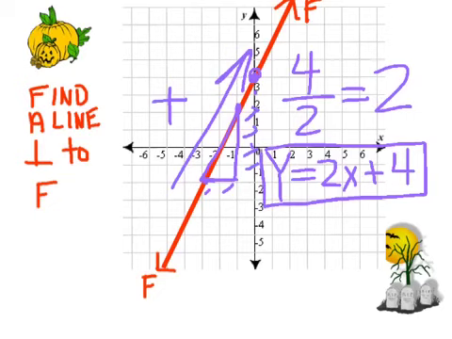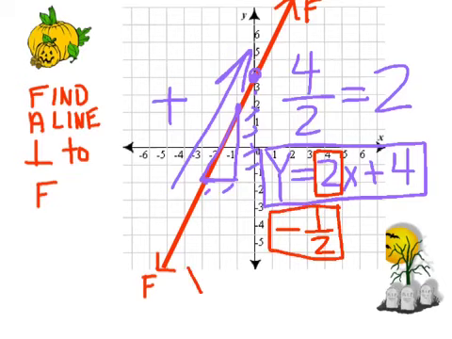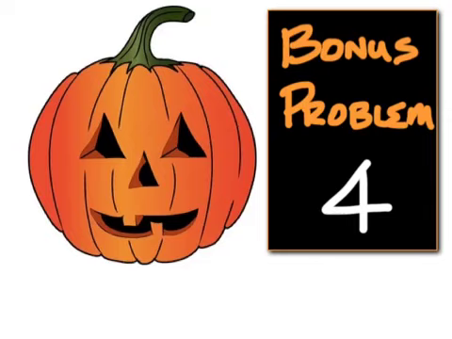Now we need to find a line that's perpendicular to that. To do that, we need to find the negative reciprocal of our equation. Our slope is 2. That means that our negative reciprocal is going to be what? It's positive, so it's going to be negative 2 over 1. The reciprocal of that is 1 over 2. So this is going to be our slope for our perpendicular line. So our answer should be negative 1/2 x plus our y-intercept.